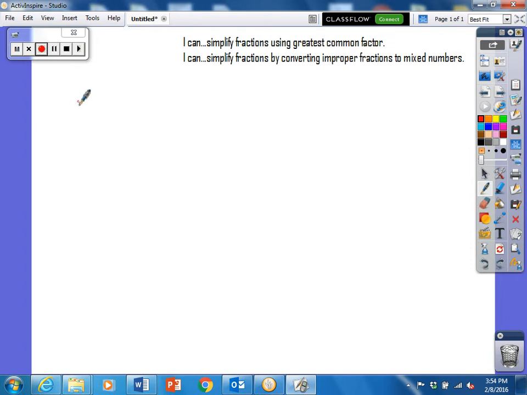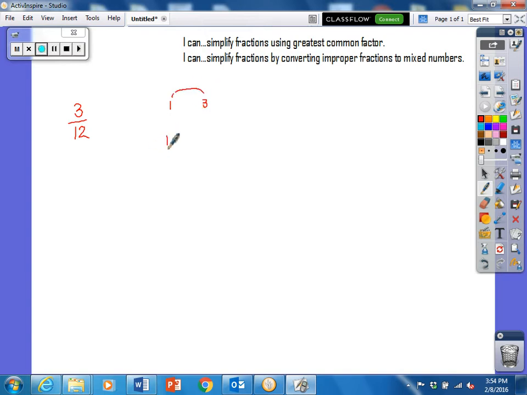So my first fraction that I am going to model is 3/12. Okay, we are going to simplify 3/12 by again finding the greatest common factor. So the first thing we need to do to find the greatest common factor is to make a factor rainbow for 3, our numerator, and a factor rainbow for 12, our denominator. So the factor rainbow for 3 is 1 times 3, and that's all.